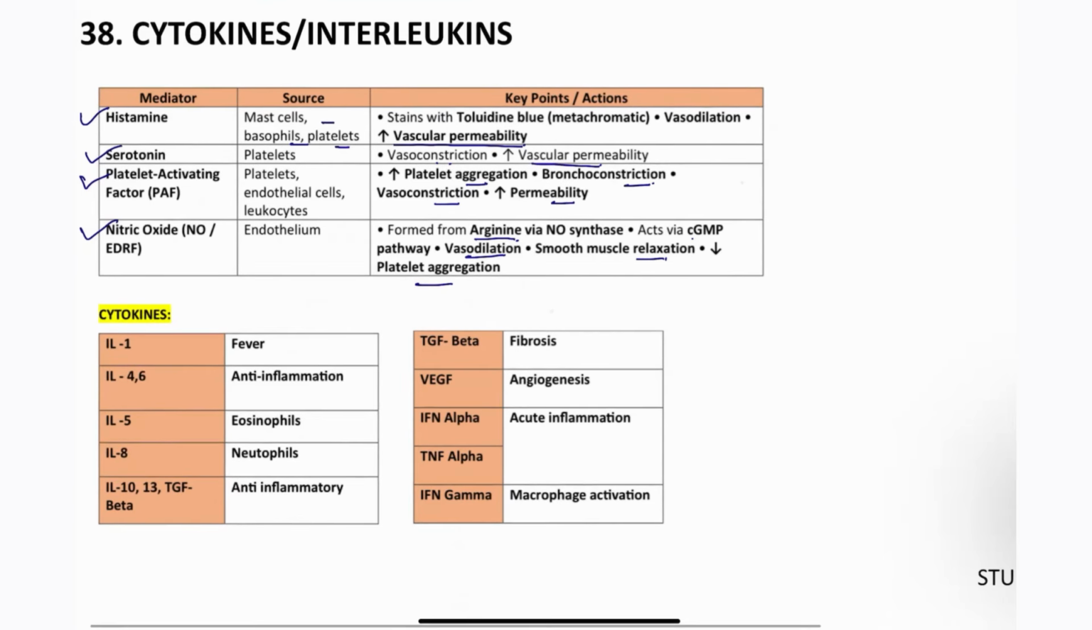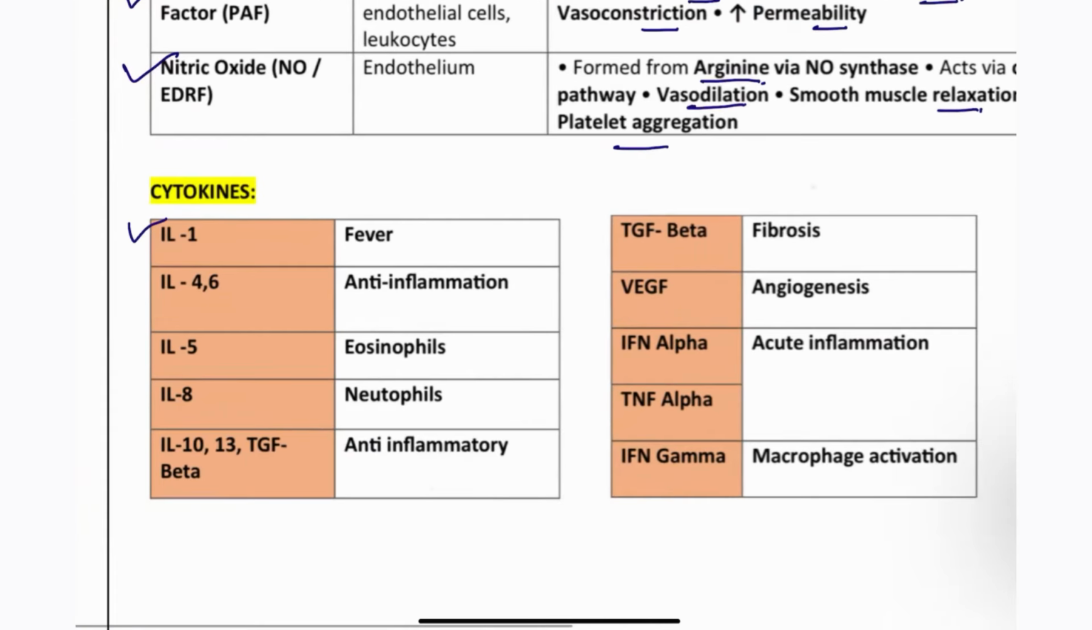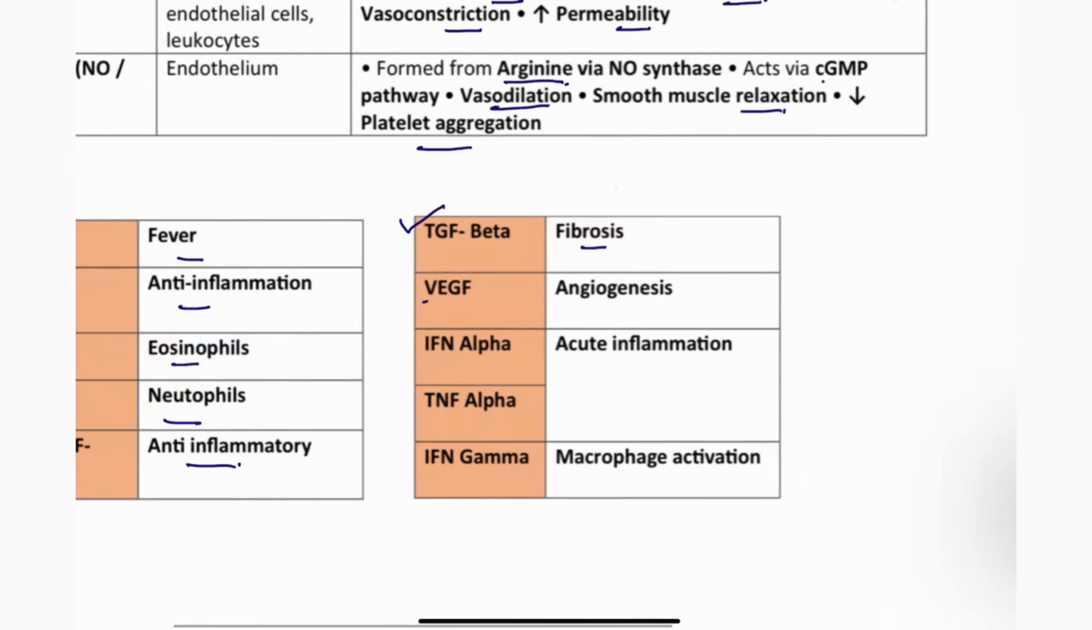Coming to the cytokines, IL-1 is for fever, IL-4 and 6 anti-inflammation, IL-5 for eosinophils, IL-8 neutrophils, IL-10 and 13 anti-inflammatory, TGF-beta anti-inflammatory and fibrosis, and VEGF, epithelial growth factor, angiogenesis, interferon alpha acute inflammation, and TNF alpha is also acute inflammation, and interferon gamma for macrophage activation.